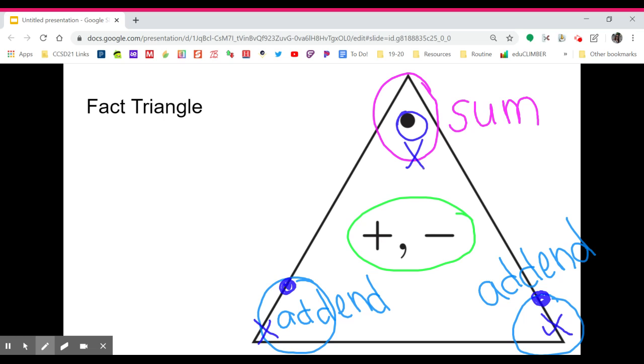Fact triangles also work because when we're subtracting, we start with the number here at the top. And if we subtract this number, we will be left with this number. And if we start at the top here and subtract this number, we'll be left with this number.